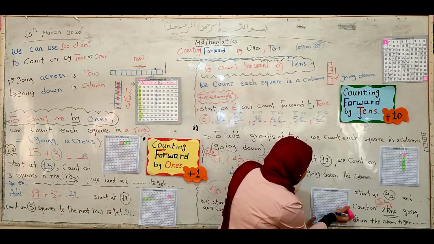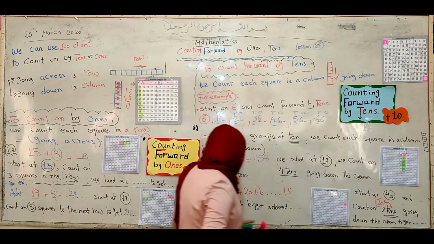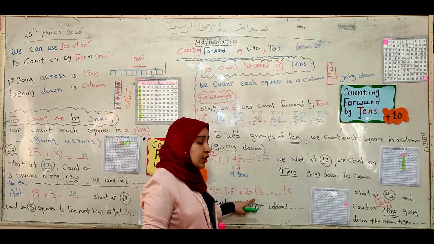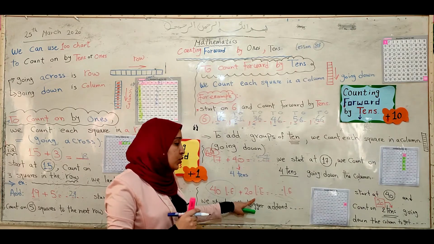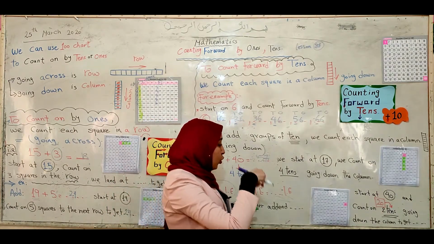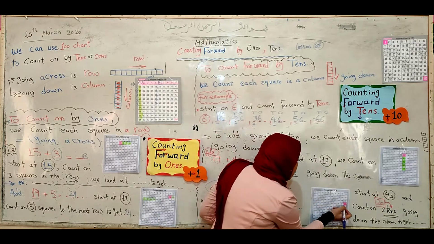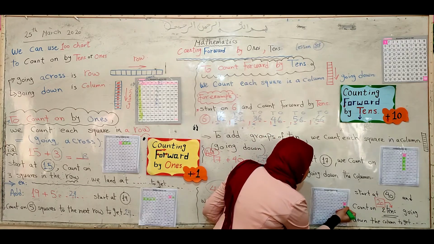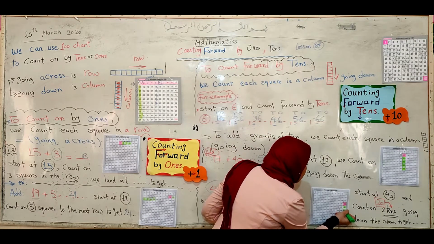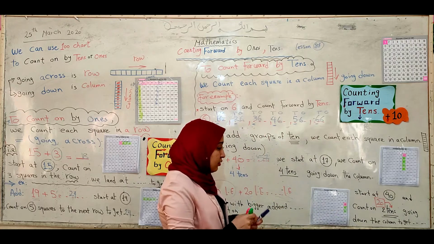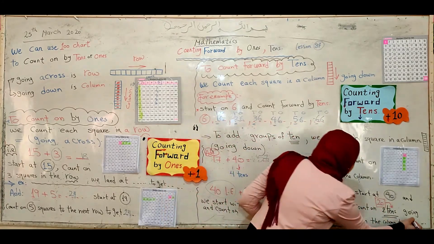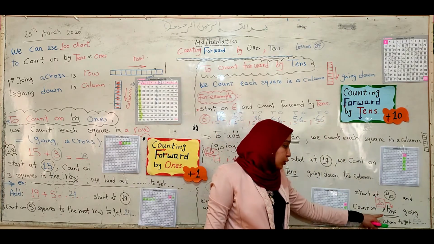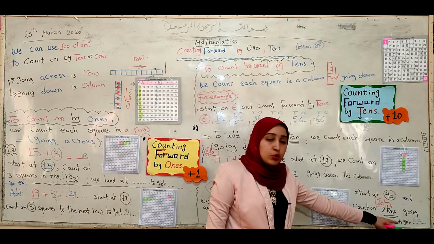So I stand here and count on 2 tens. 2 tens, so I count forward by tens. So I go down the columns to get 40 plus 2 tens. 1, 2, I get 60. So we start at 40 and count on 2 tens, going down the column to get number 60.